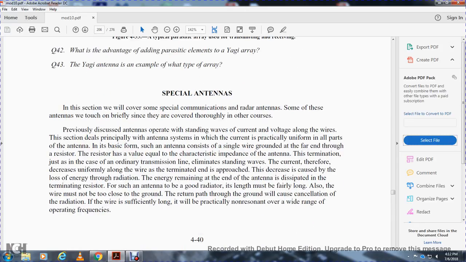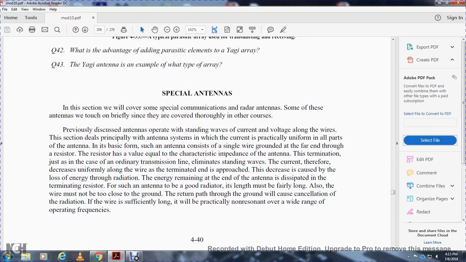Special antennas. In this section, we will cover special communications radio antennas. Some of these antennas we will cover briefly, since they are covered thoroughly in other courses. First, we briefly discuss antennas operating with traveling waves of current and voltage along the wire. This section deals with antennas in which the current is practically uniform in all parts.